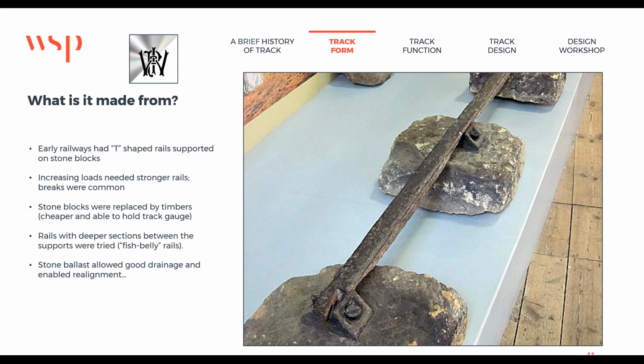Brunel, meantime, thought he'd solved it. His broad gauge railways had a novel concept of 30-foot long rails supported on longitudinal timbers. So a longitudinal timber is one that goes along that way, just underneath the rail. And he had transverse timber spacers set at 15-foot intervals, held down by timber beechwood piles, all very robust and all good at holding gauge. This was all supported on stone ballast, which allowed good drainage and enabled realignment to be done.